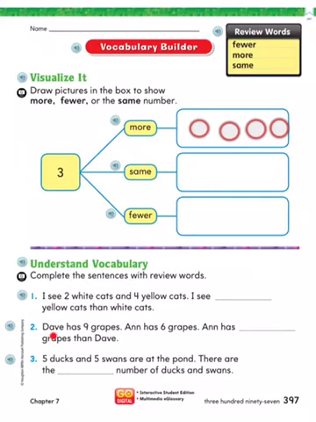Then number 2, it says Dave has 9 grapes. Anne has 6 grapes. Anne has blank grapes than Dave. Remember your options are fewer, more, or the same. Write the answer on the line. And number 3 says 5 ducks and 5 swans are at the pond. There are the blank number of ducks and swans. Write your answer on the line. It's either fewer, more, or same.